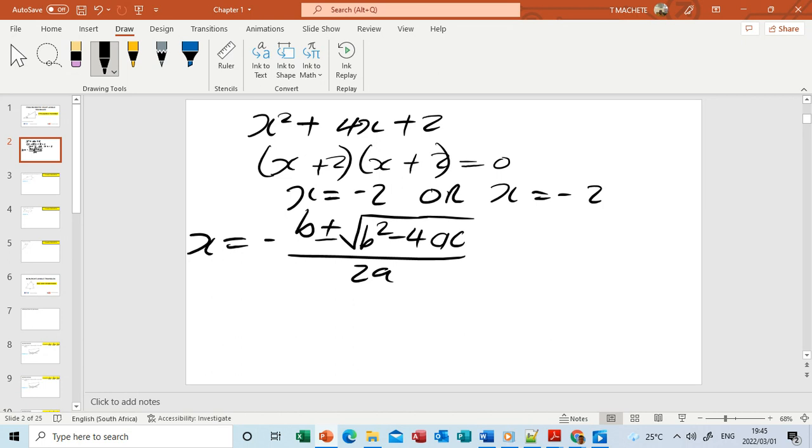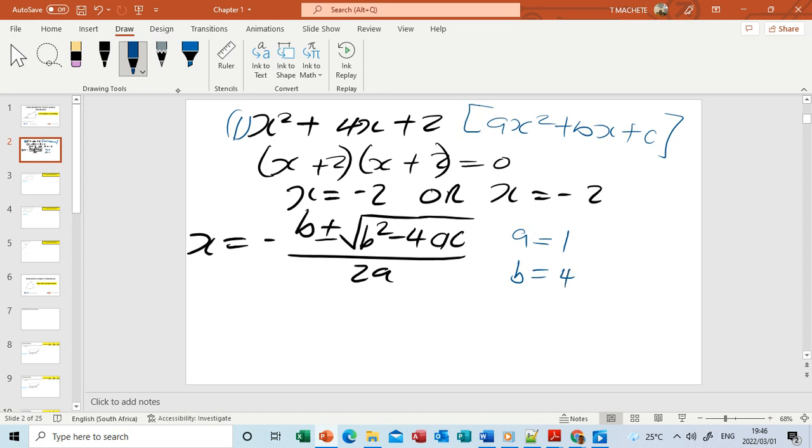So your b in this case, from that equation on top, the equation is ax squared plus bx plus c. So the first one is your a, the middle term is your b, and the last one is your c. So your a equals 1, the coefficient in front of x squared. Your b equals 4, whatever is in front of your middle term. Then your c equals 2. And then you can substitute those values here.